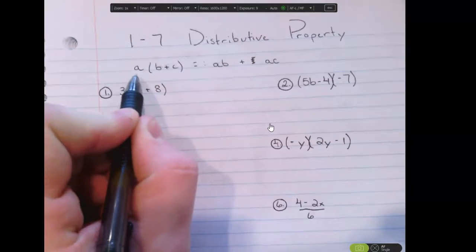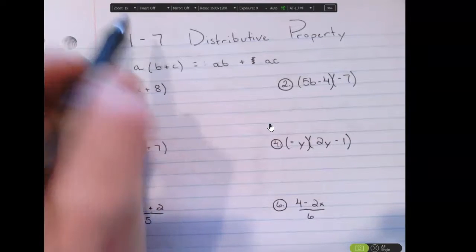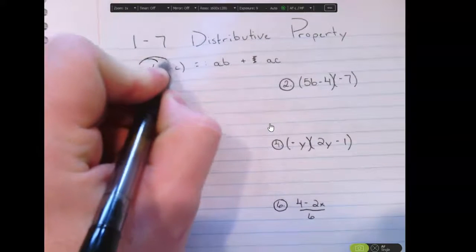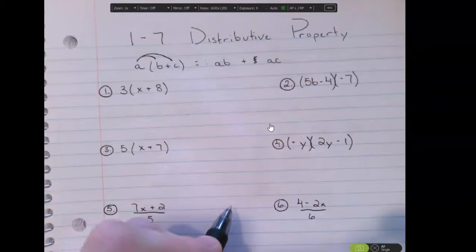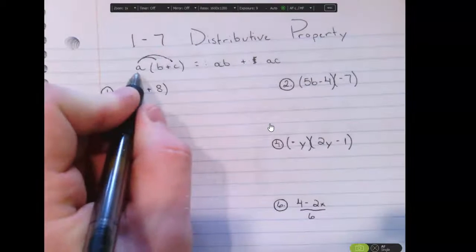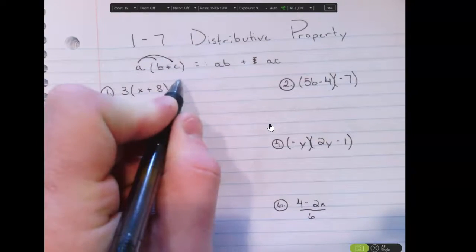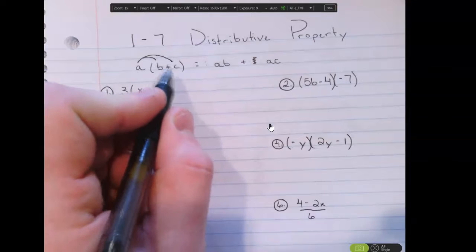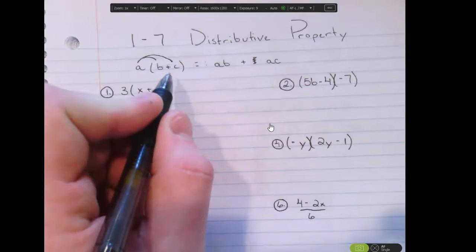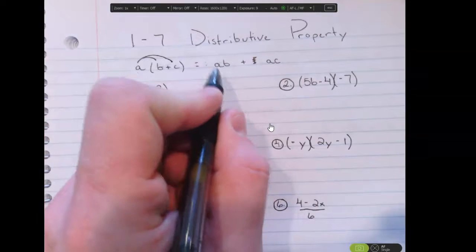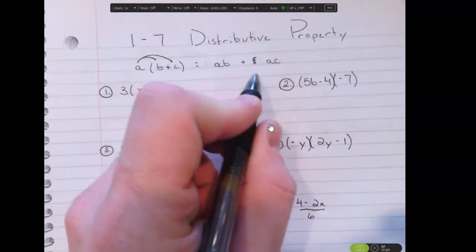Anytime I have something outside the parentheses, I'm simply multiplying that term by everything inside. So I'm doing A times B. I'm also doing A times C. And I'm going to keep that addition symbol in between the two. So this problem would come out to look like A times B plus A times C.